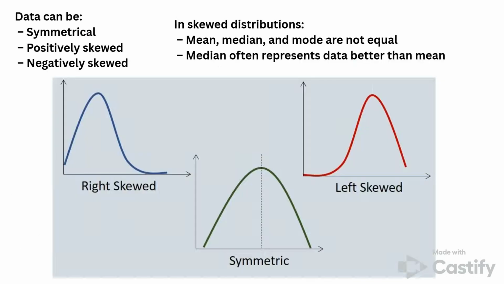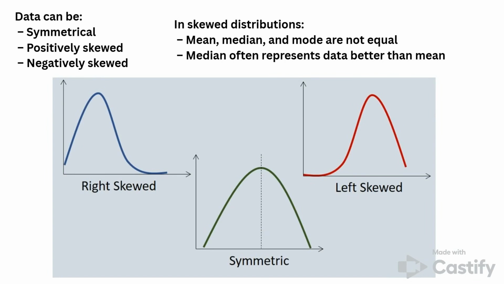Another concept data analytics students must understand is data distribution shape. Data can be symmetrical, positively skewed, or negatively skewed. In skewed distributions, mean, median, and mode are not equal. Median often represents data better than mean. In educational and STEM data, skewness is very common because learning outcomes are rarely uniform. Recognizing distribution shapes helps analysts choose appropriate summary measures and models.